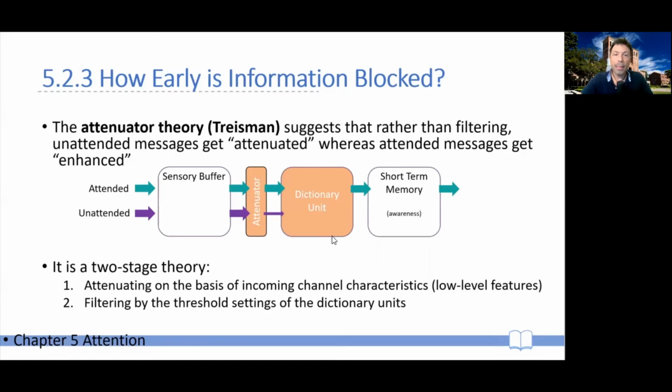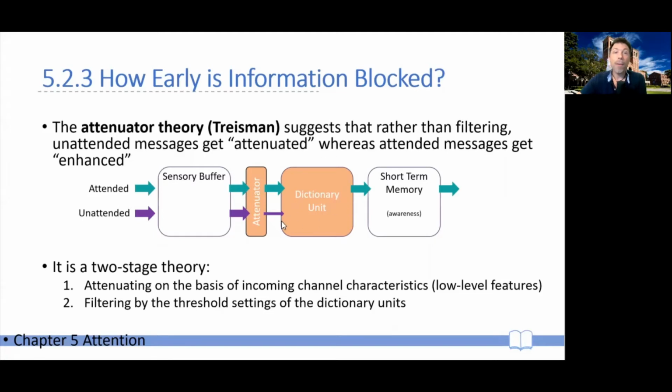However, inside this dictionary unit, there's a hierarchy of processes, a hierarchy of detectors. And some things might happen to have high priority. For example, there are some things that are stored in your dictionary unit because of your experience, because of things you've learned, that are stored in here as high priority words.